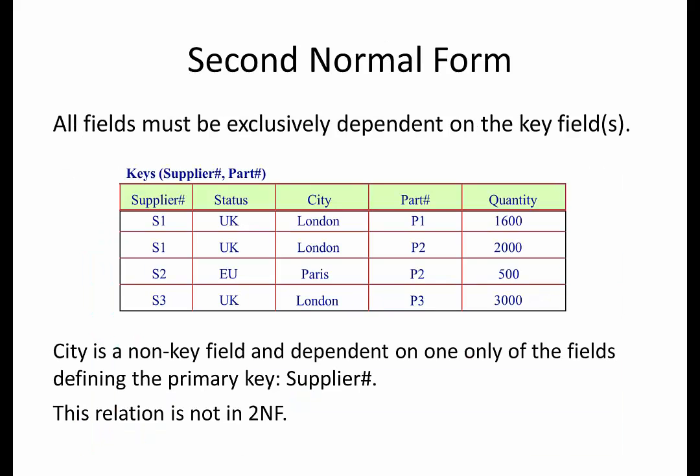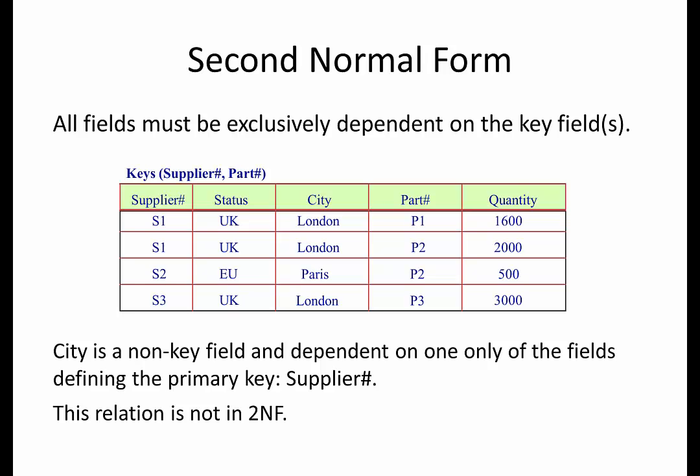Second normal form: all fields must be exclusively dependent on the key fields. So we've got a table on parts being supplied to various companies. We've got a supplier, and the key is supplier number and the part number. That's the primary key. So all fields must be dependent on both supplier and part number.